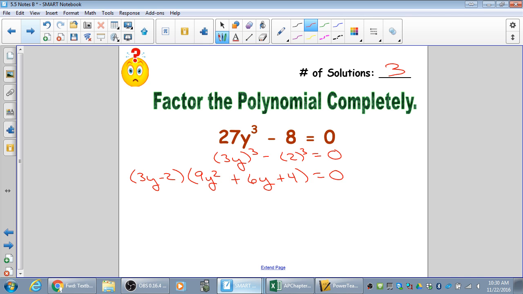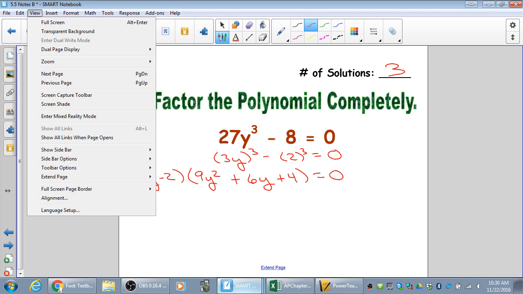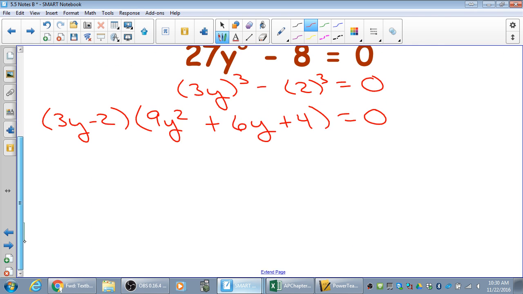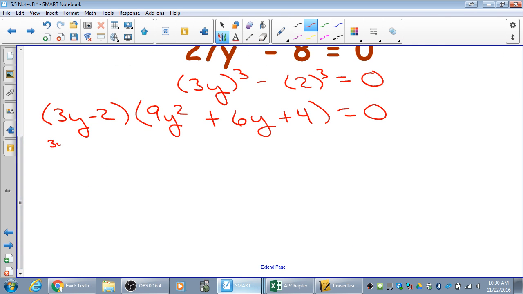Well, we're asked to solve these now. We want the solutions because this is set equal to 0. Well, let's find this one. 3y minus 2 is equal to 0. Add 2. Divide by 3. That's the quick and easy one, in my opinion. So there's one solution. We still need 2 more. Well, this quadratic gives us the other 2.